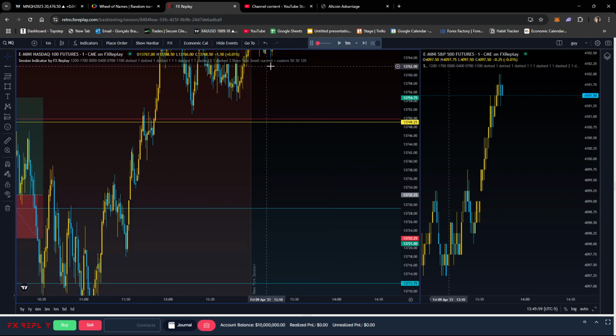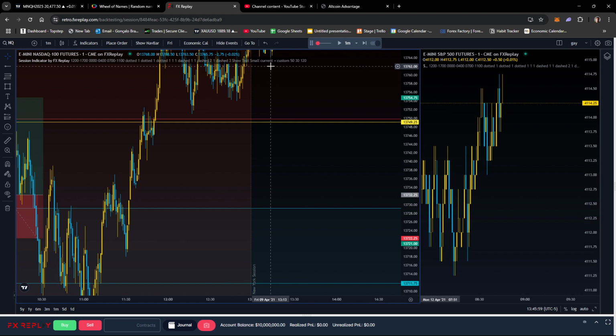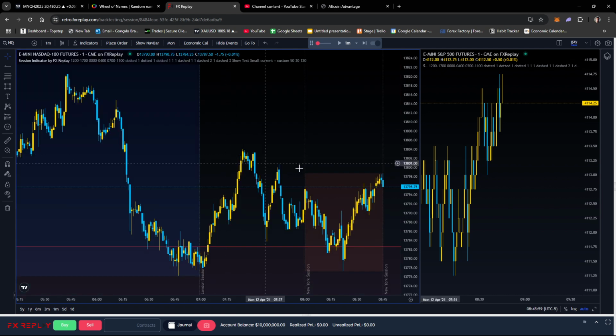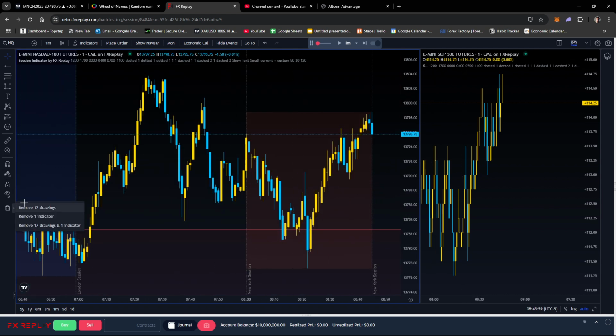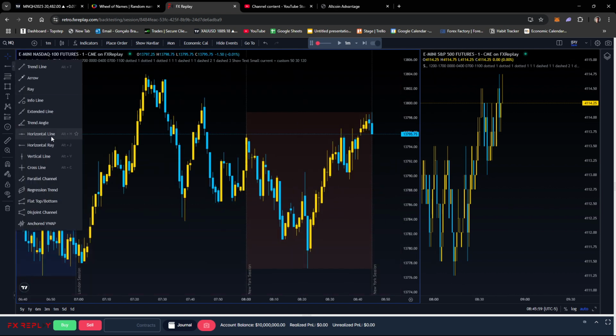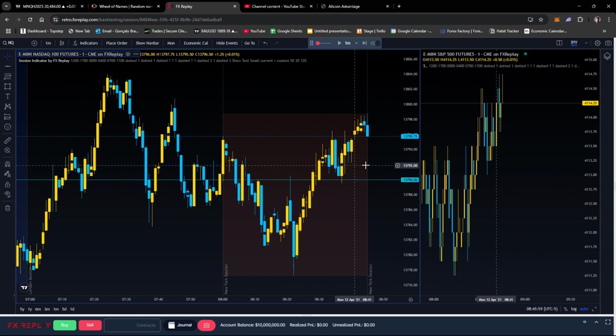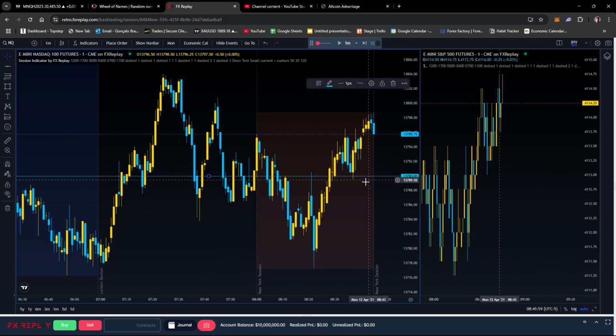Let's go to the next day. Macro. So 2R now. We took 1, 2, 3, 4, 5, 6, 7 positions. 2R. Multiple break evens. Pretty frustrating. Okay. $8.30.